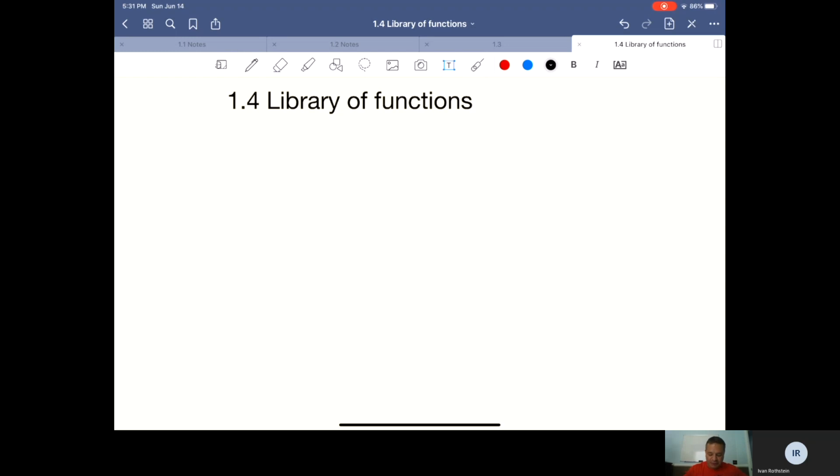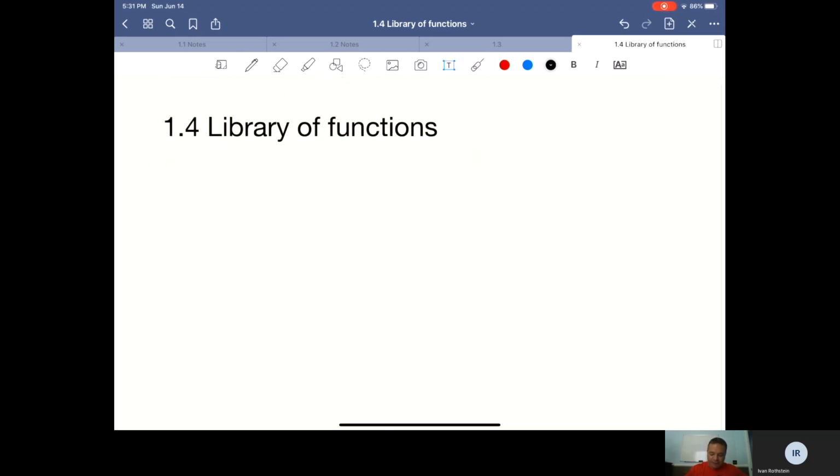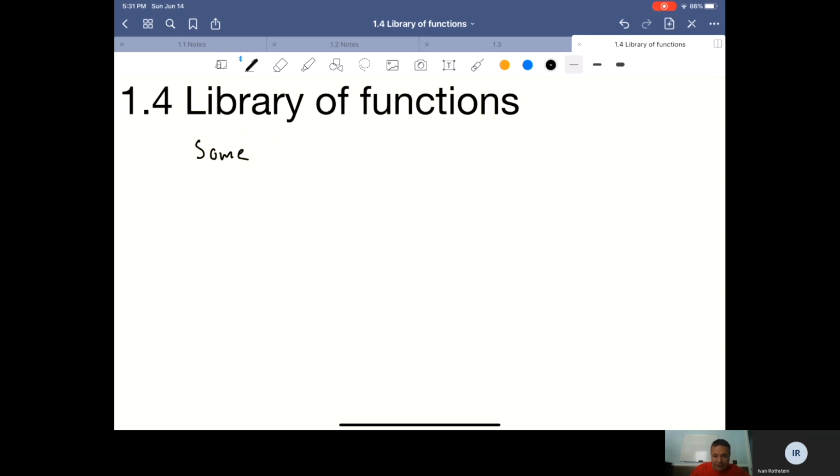We're gonna do 1.4, library of functions. So first thing we're gonna talk about is just some common functions that you're expected to know. Not until after this, of course. So some common functions.